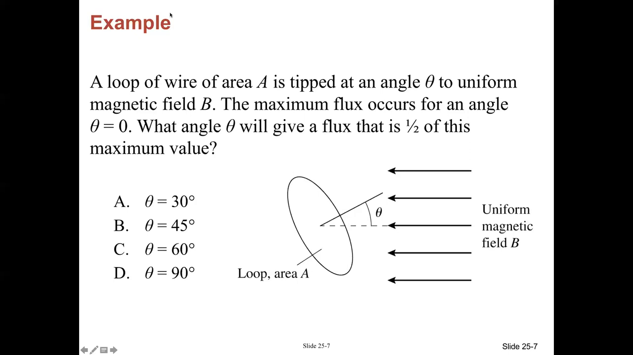So think about it again. Go back to this answer. B is not the answer. So, of the remaining choices, which one do you think it is? Here's a hint. If you're rotating the loop and you want to decrease the flux by half, when the flux is maximum, cosine of theta has to be equal to 1. When is cosine of theta equal to 1/2?